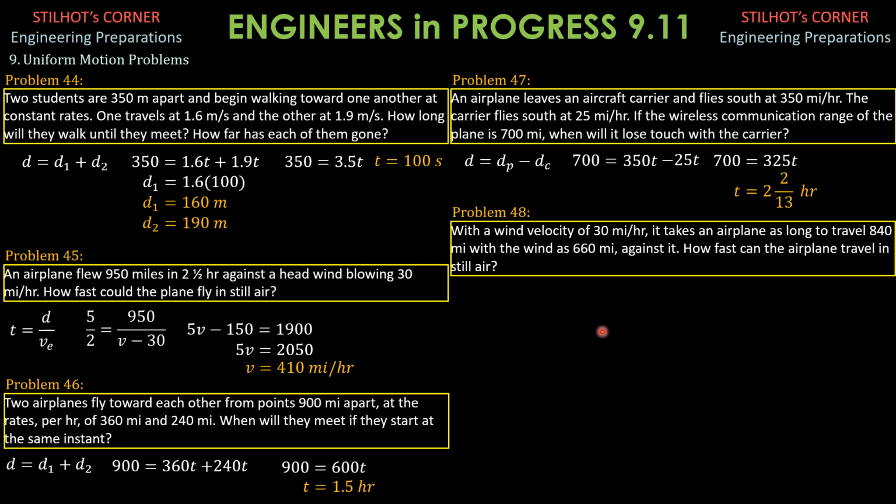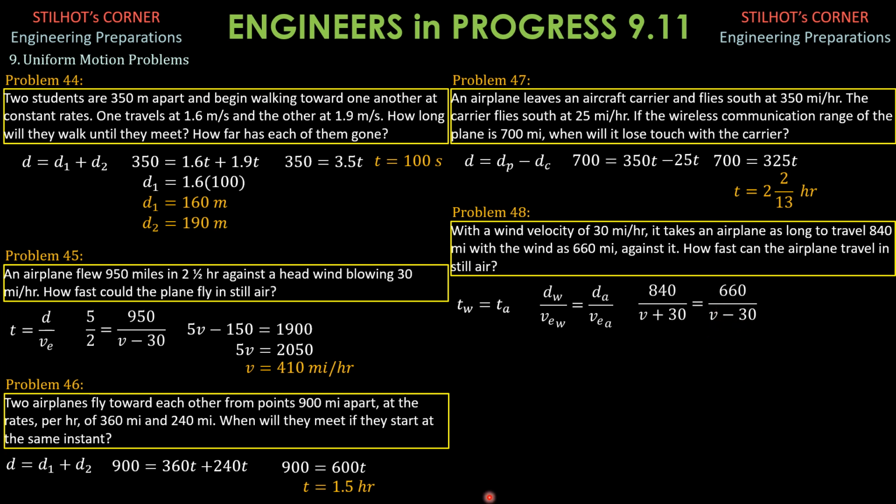So the analysis here is time with the wind is equal to time against the wind. And since we have the wind which is blowing against and with the plane, then time with the wind is distance over effective speed with the wind, then it is equated to distance against the wind over the effective speed against the wind. Then the distance with the wind is 840, and the effective speed with the wind is v, speed of the plane in still air, plus 30, while the distance at the same time is 660 against the wind, and the effective speed is v minus 30.